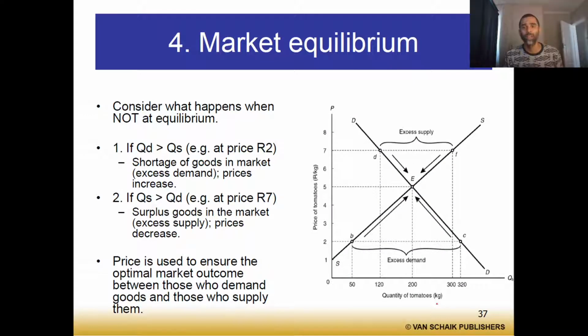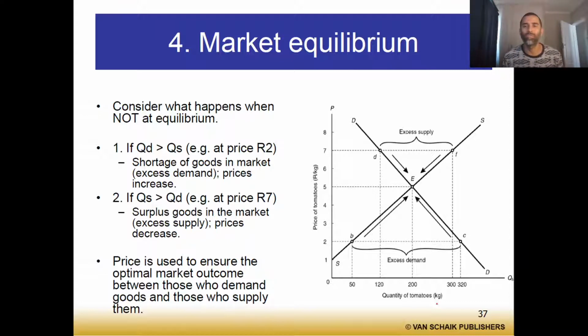Now, if the price at which goods are being traded in the market is at some level other than the price that equates the quantity demanded and the quantity supplied, we say that the market is no longer in equilibrium. There is either an excess supply in the market or an excess demand.